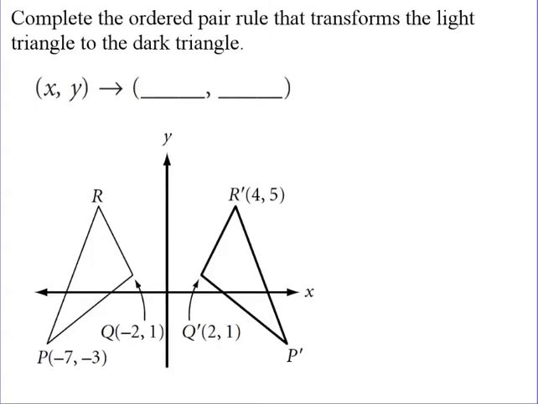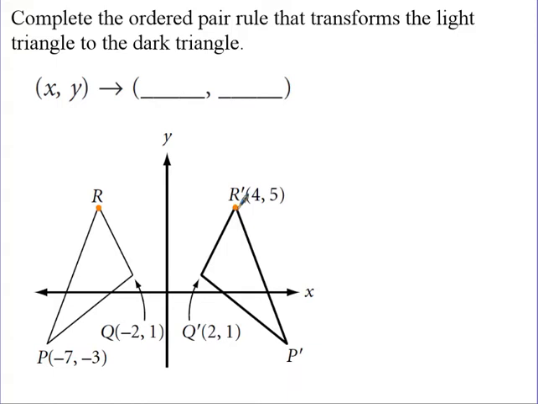Alrighty, let's go ahead and look at this one. So now what's going to happen is they're going to give us what the figure looks like, and we're going to now have to figure out what's been done to it. So it says complete the ordered pair rule that transforms the light triangle to the dark triangle. The reason why I know it goes light to dark, here's R. R prime is its image. Remember we talked about image? And image is always symbolized with the apostrophe.